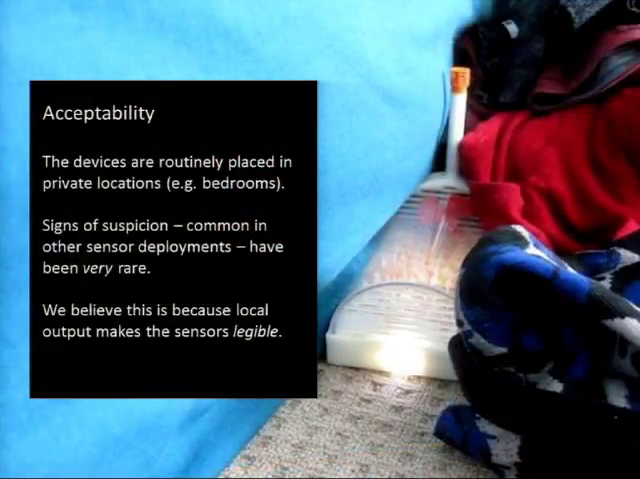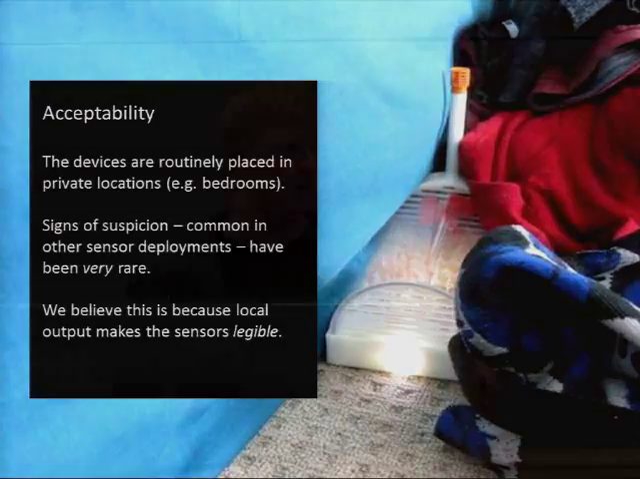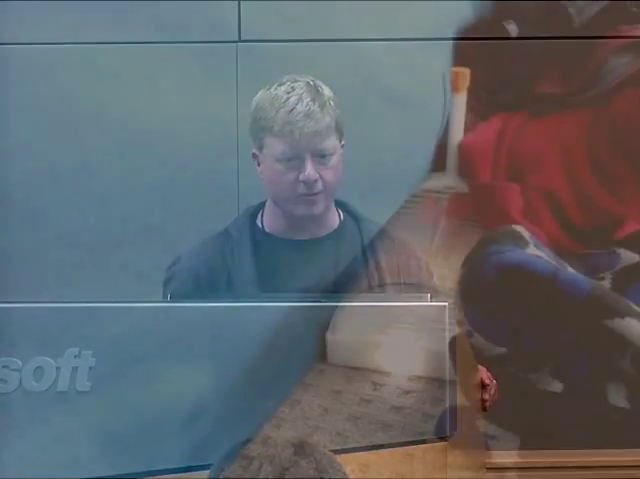The other real win for us is this notion of acceptability. I told you how uncomfortable it was having sensors in our own homes. What we found with these devices is that people place them in spots that are quite private, in their bedrooms, in their living rooms, and so forth, where they just wouldn't place them if they were nervous about being spied upon. And the signs of suspicion that we've gotten in other deployments using sensors, where people think there might be something else going on, haven't occurred in this one. We think it's because there's output very local to the input that makes the operations of the sensors very legible and accountable. And I think that's in itself a real win of the project. So this is right next to somebody's bed, for example.